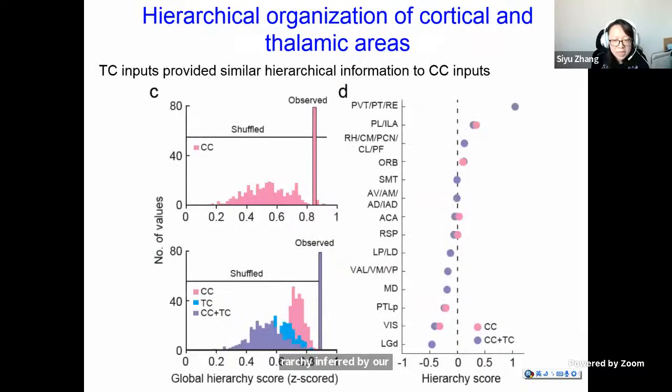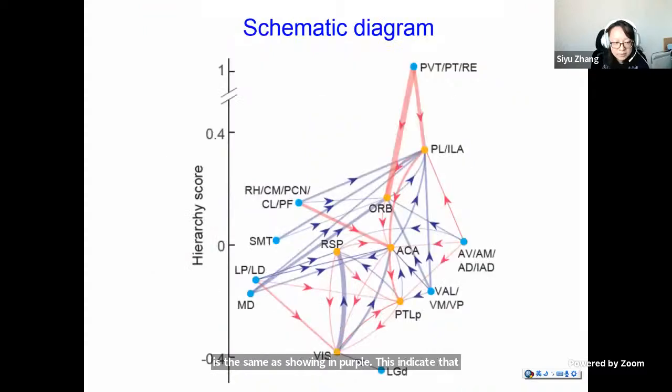We compared the hierarchy constructed from both CC and TC inputs with that obtained using only CC inputs. Pink is the CC only network, and purple is the CC and TC network. These two versions of hierarchy have similar global hierarchy scores, and adding TC connections did not change the ranking of cortical areas in the vision network. The hierarchical ranking of cortical areas shown in pink is the same as shown in purple. So this indicates that the CC inputs provide similar hierarchical information to TC inputs.